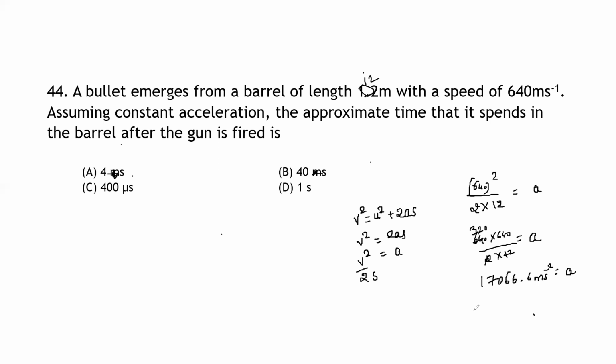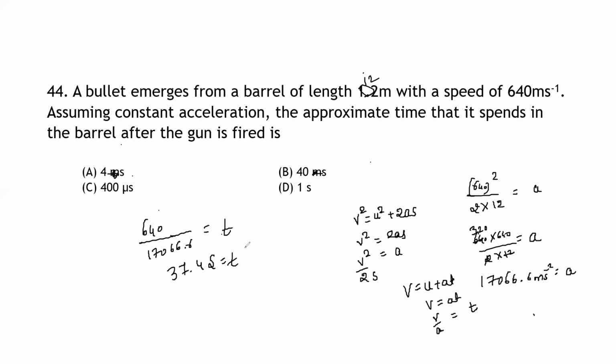Okay, now we got the acceleration value. What we need to calculate is the time that it spends in the barrel after the gun is fired. Therefore, we have final velocity v is equal to u plus a into t. We know u is equal to 0, so v is equal to a into t. Therefore, time t is equal to v by a, that is 640 divided by 17066.6. If you calculate, you get 37.4 seconds.